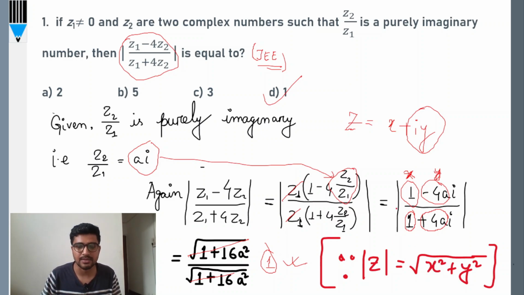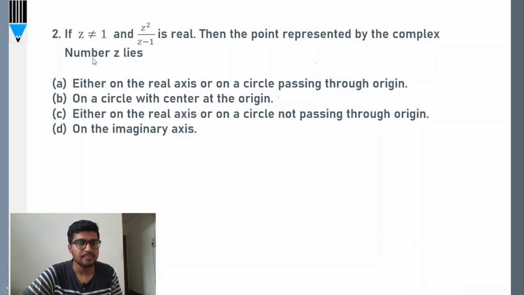Okay, so next question we have: if z is not equal to 1 and z square by z minus 1 is real, then the point represented by complex number z lies either on the real axis or on a circle passing through the origin, on a circle with center at the origin, or on the real axis or a circle not passing through the origin on the imaginary axis.